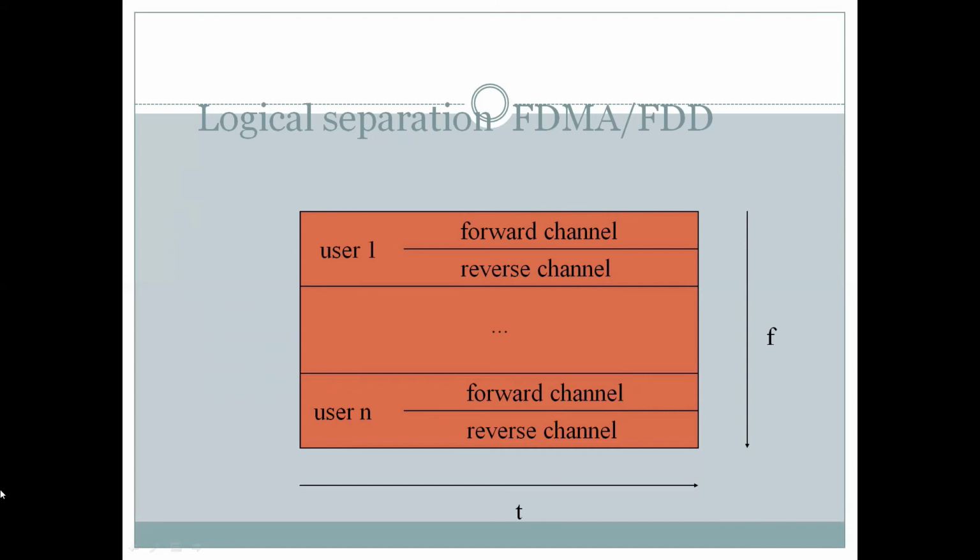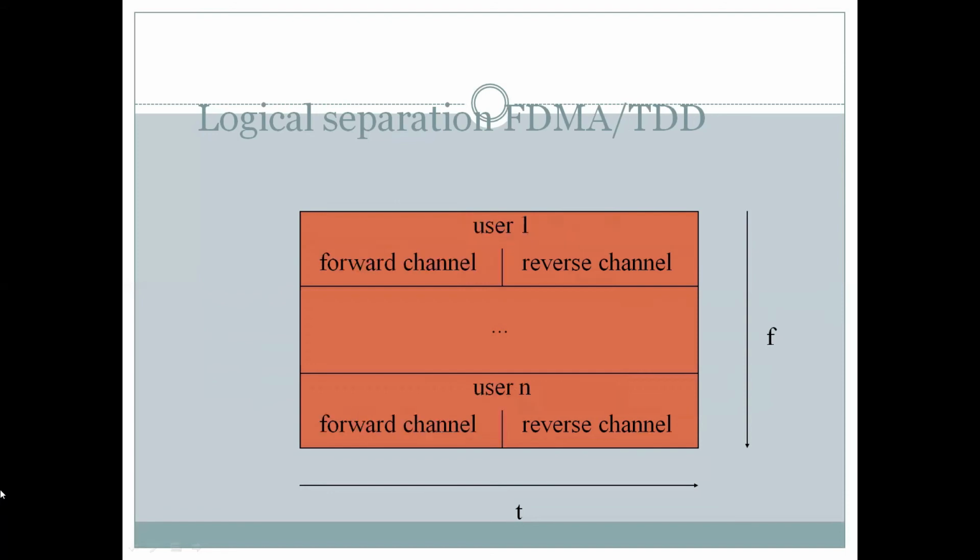So that's a representation of how a forward and reverse channel looks like for a particular user 1, 2, 3 to n users for an FDMA technique. So this multiple access technique is frequency dependent. It's frequency domain multiple access.